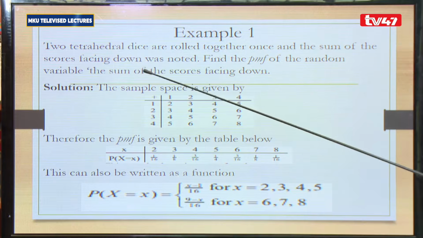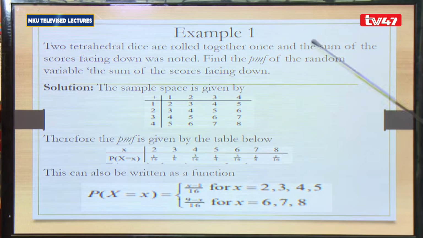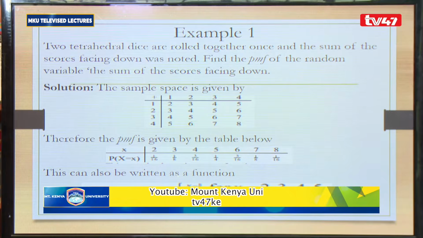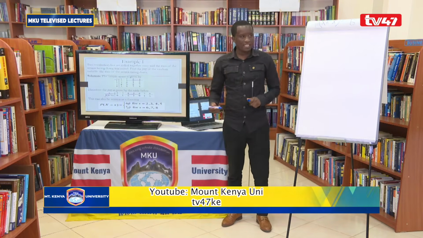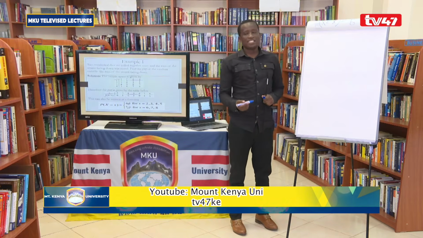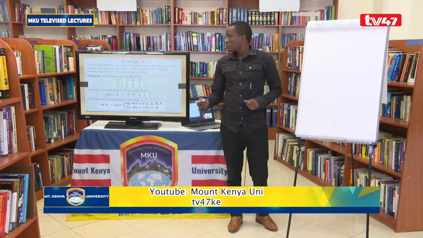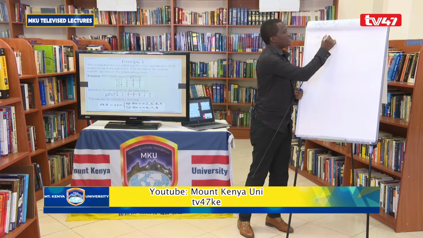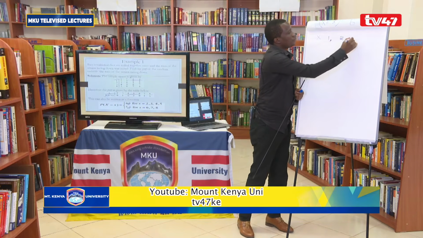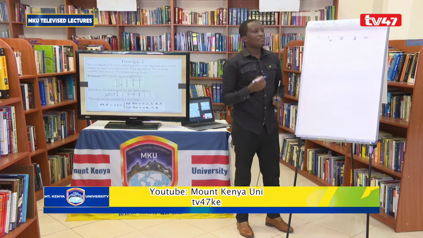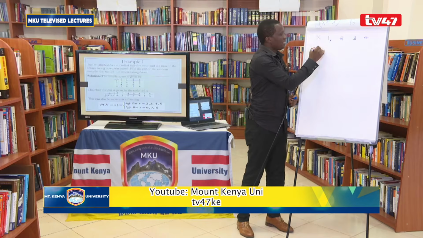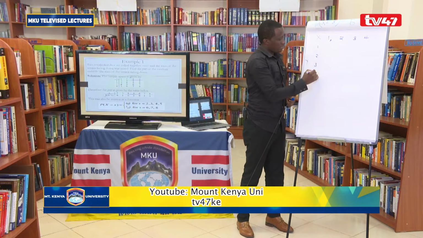Two tetrahedral dice are rolled together, and the sum of the scores facing down are noted. So we are going to toss 2 tetrahedral dice, implying that they have 4 sides, and we'll assume that those 4 sides are labeled 1 through 4 in both cases. So we can have this being the first dice, we call it X, so that it has 1, 2, 3, 4 as the numbers labeling its sides. Then we can have another one here, call it Y, so that it has 1, 2, 3, and 4.